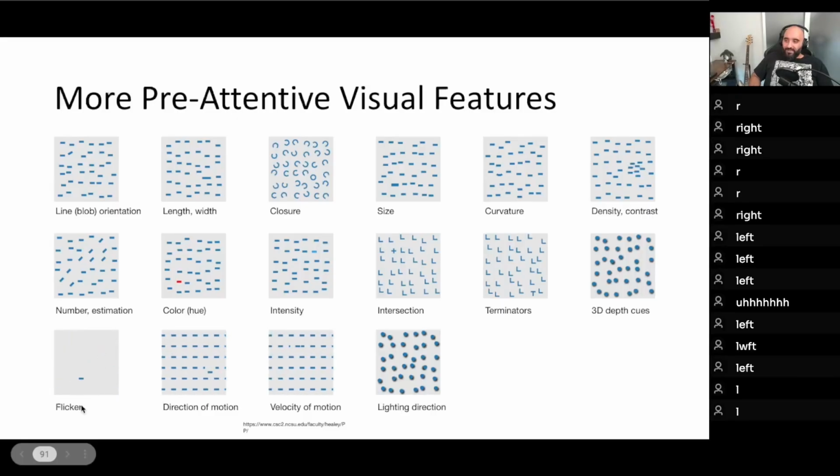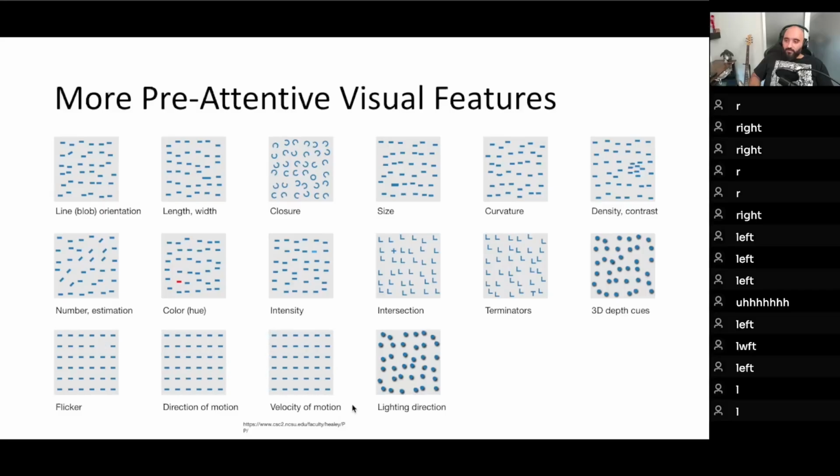Flicker is very pre-attentive. You can easily detect the direction of motion. You can easily detect differences in velocity of motion. And you can easily detect differences in lighting directions. So as a designer, you can use these visual cues to your advantage.